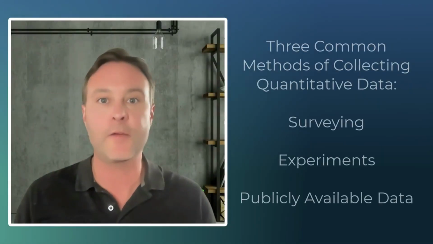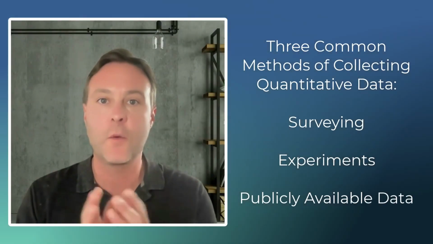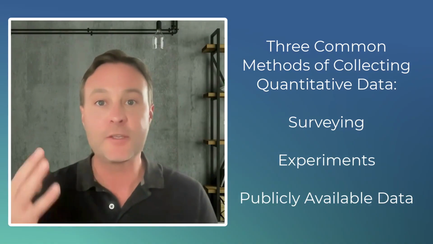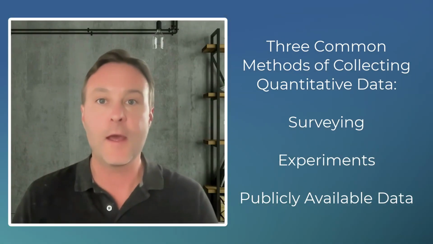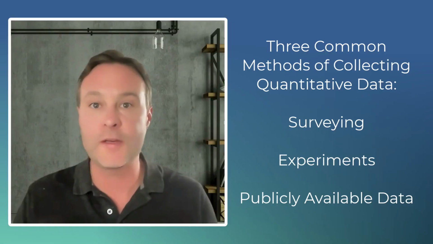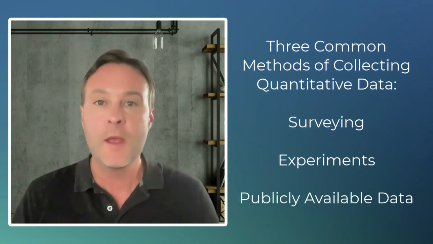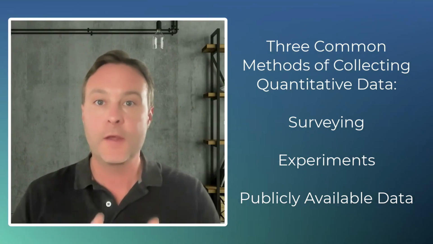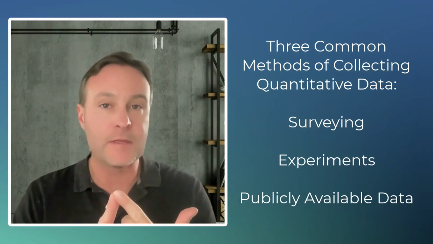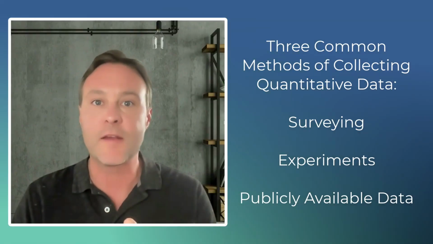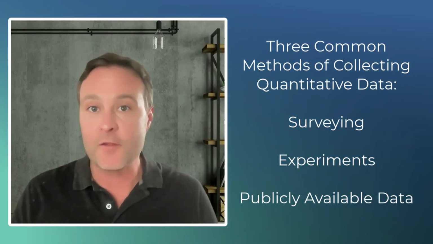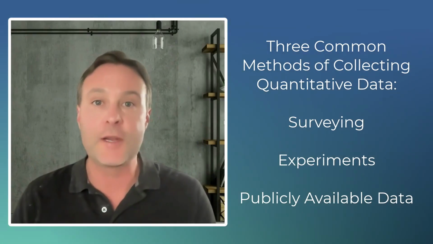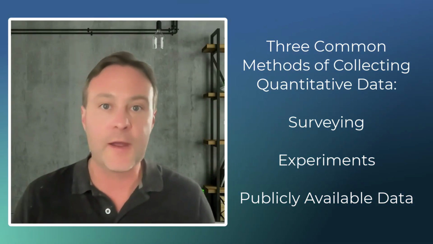All right, so let's talk about some methods of collecting quantitative data. Today, I'm going to mention three really primary, super common methods that social scientists use to collect quantitative, numeric data. So, we're going to talk about surveying, experiments, and publicly available data sets. The one that you pick makes a big difference on the kinds of questions you can answer. So, let's walk through these one at a time.